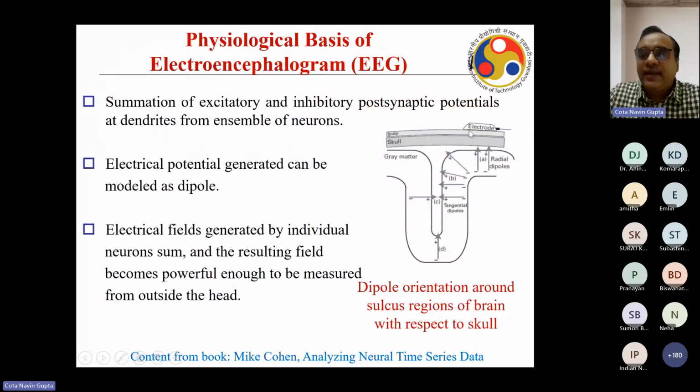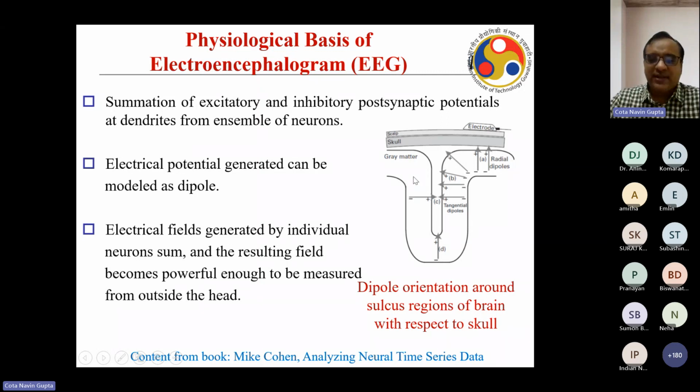So if you have this electrode over here, the gray matter actually has the neurons, the neurons about which we spoke. The neurons again have the ions inside and outside of the cell, and they have synapses. So it's quite a complex environment in this region of the gray matter of the brain. Okay, so this is actually the sulcus region of the brain.